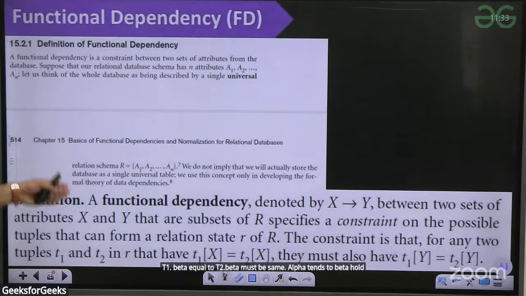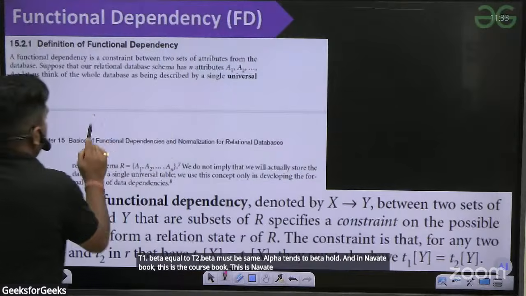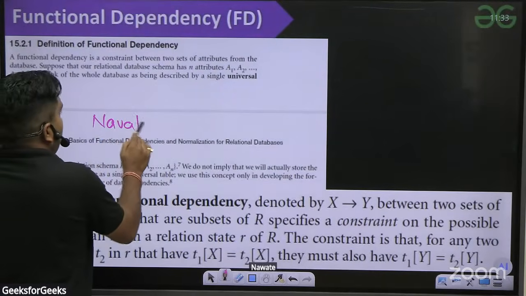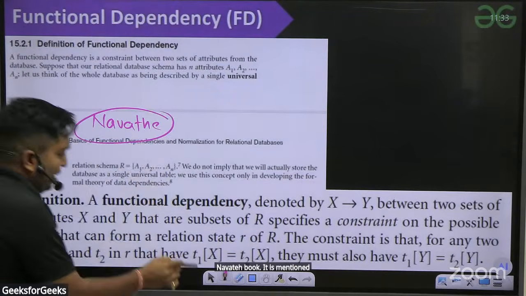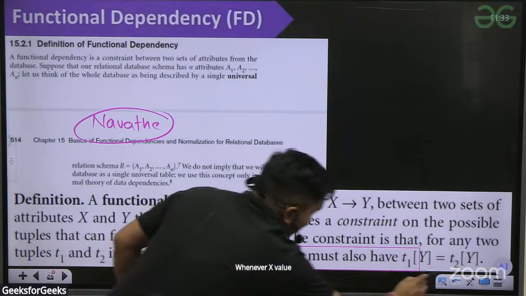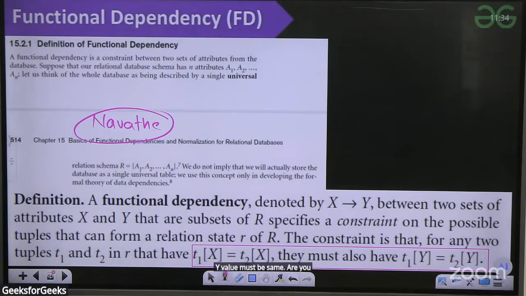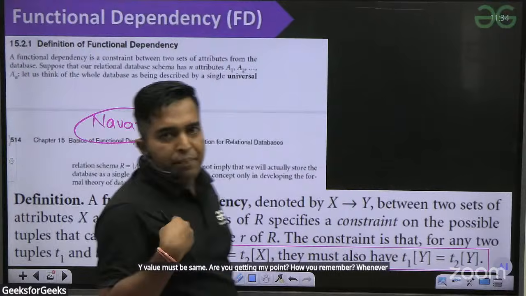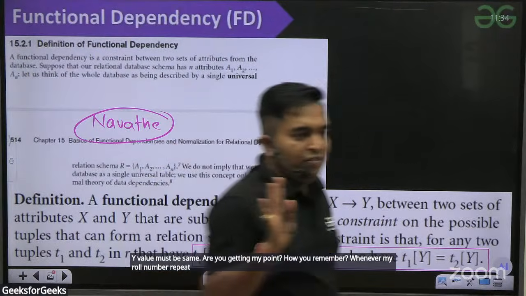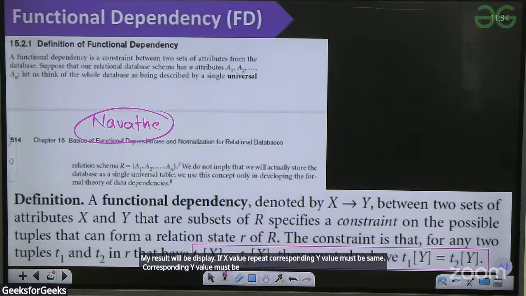And in the Navathe book, this is the fourth book, this is the Navathe book, it is mentioned: whenever X value is same, then Y value must be same. Are you getting my point? How do you remember? Whenever my roll number repeats, my result will be displayed. If X value repeats, corresponding Y value must be same. Crystal clear.